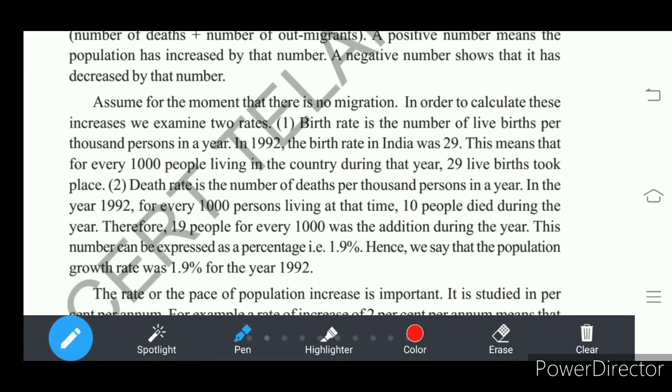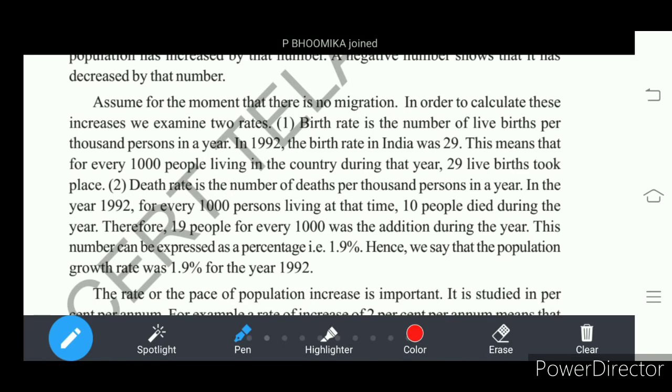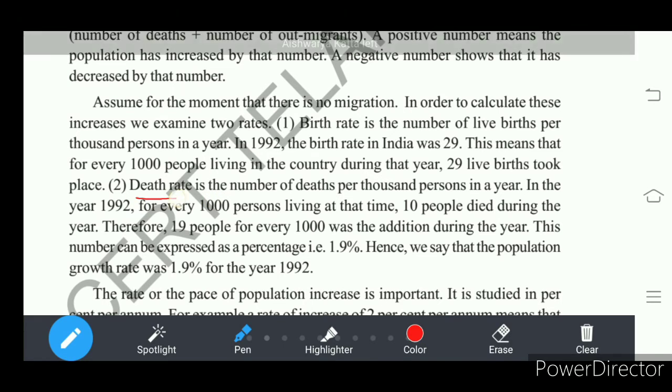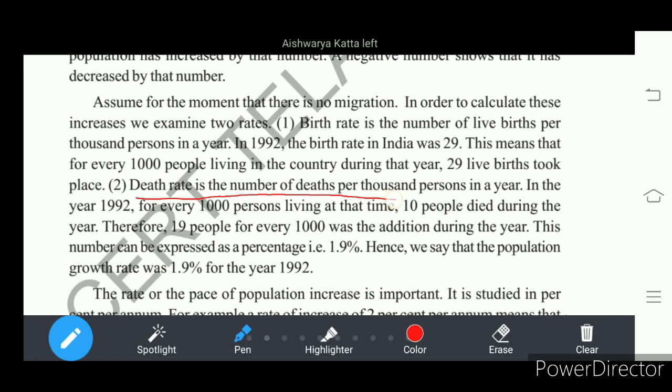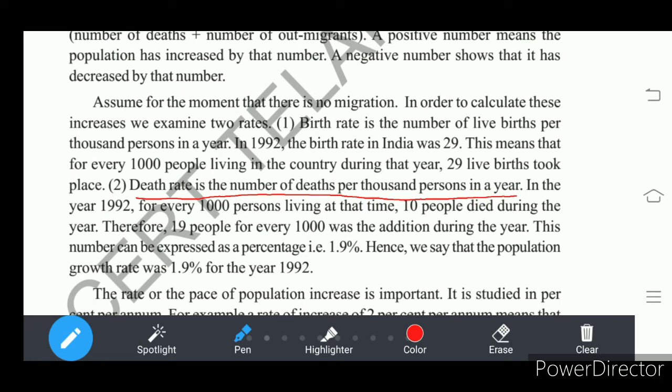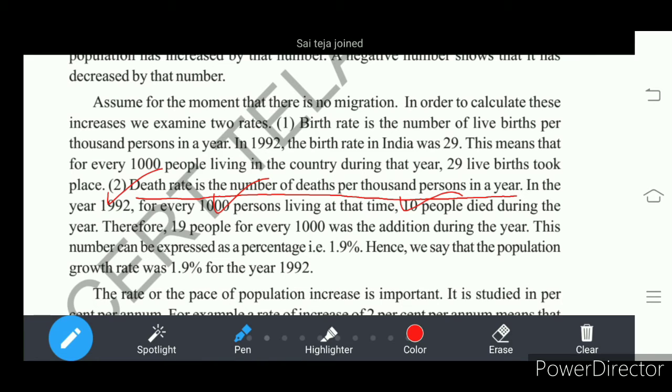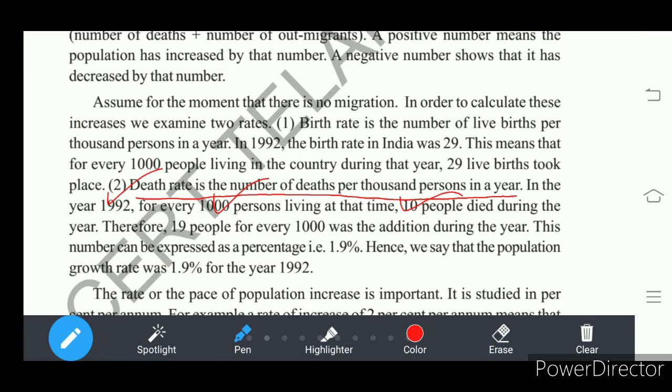Look here. Understand? Death rate is the number of deaths per 1,000 persons in a year. In 1992, for every 1,000 persons, 10 people died. Understand? So what is the death rate there? It is 10. What is the birth rate? There, 29. Okay. Then what will we get here? Birth rate is 29. Death is 10.